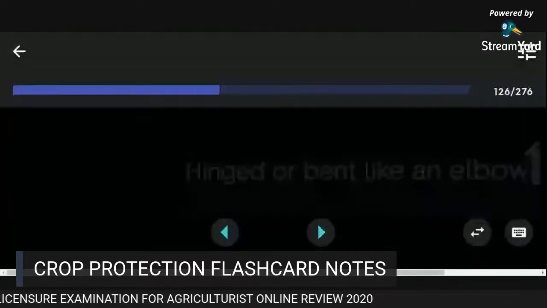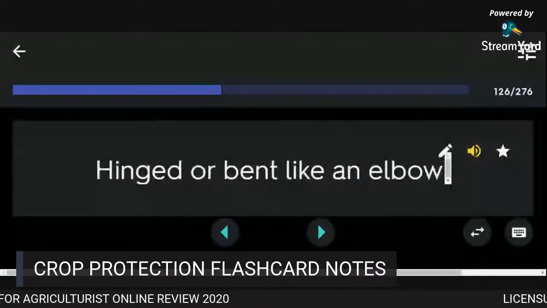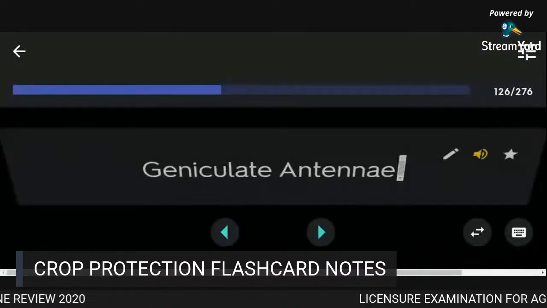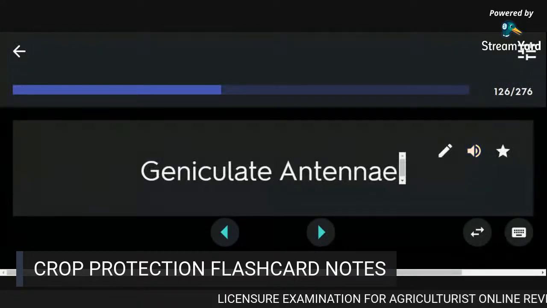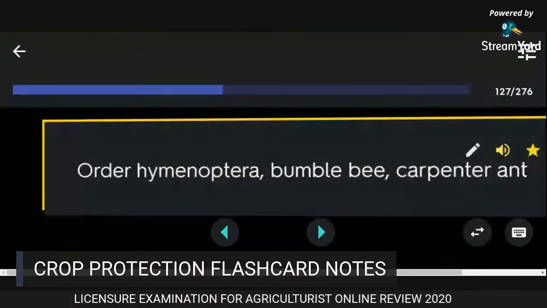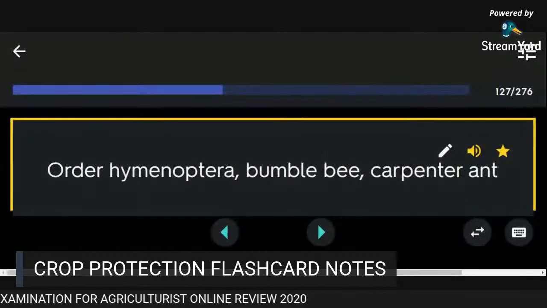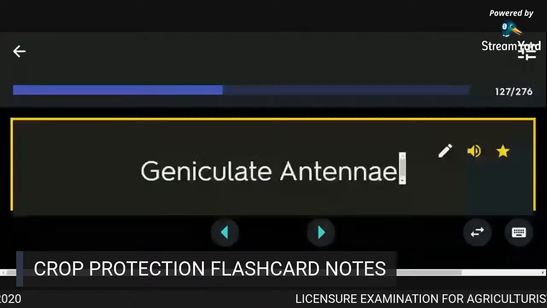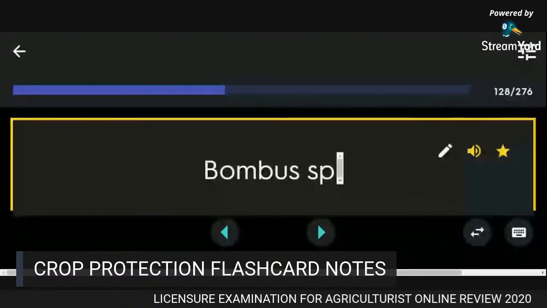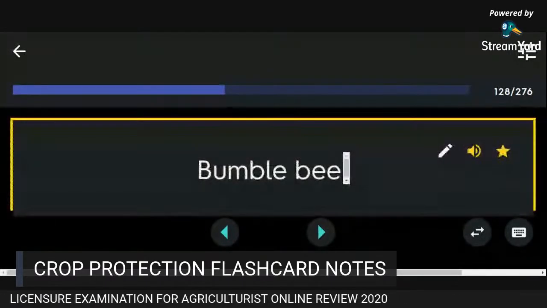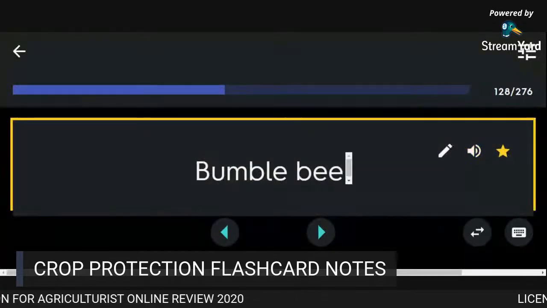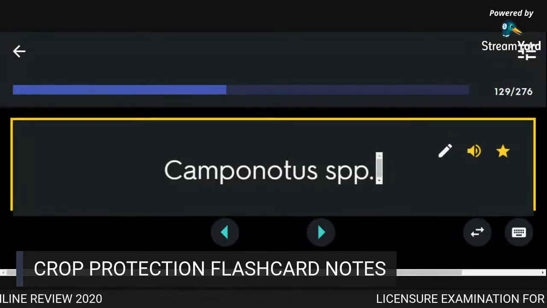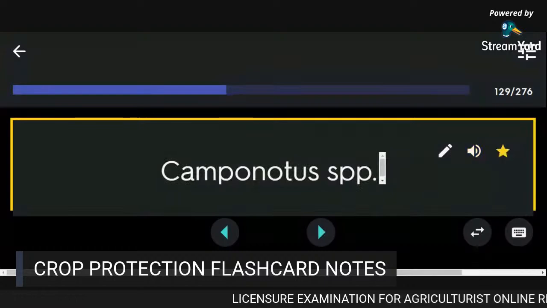Hinged or bent like an elbow. Geniculate antennae. Order Hymenoptera, bumblebee, carpenter ant. Geniculate antennae. Bombus sp., bumblebee. Camponotus spp., carpenter ant.